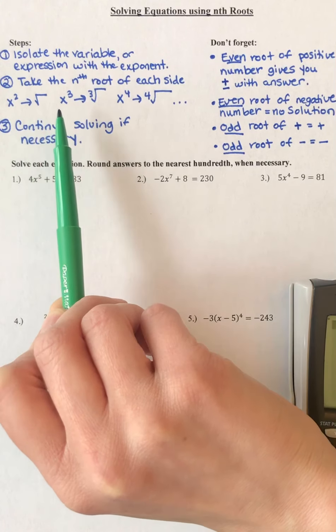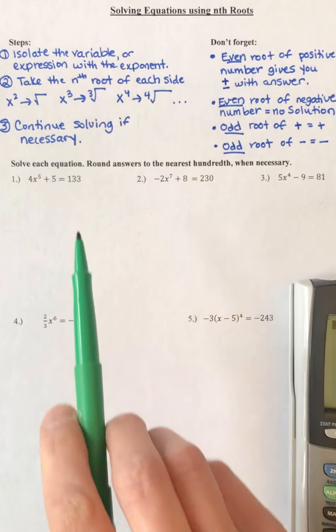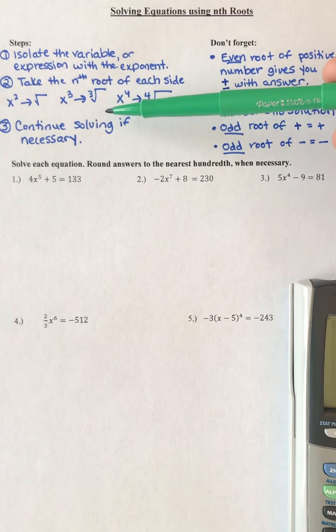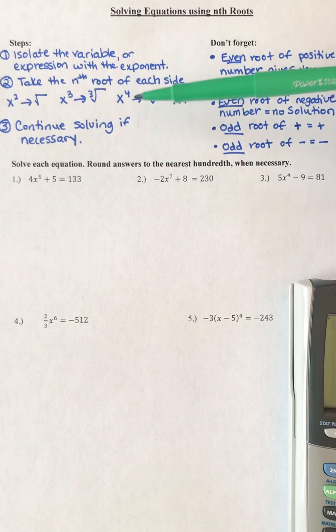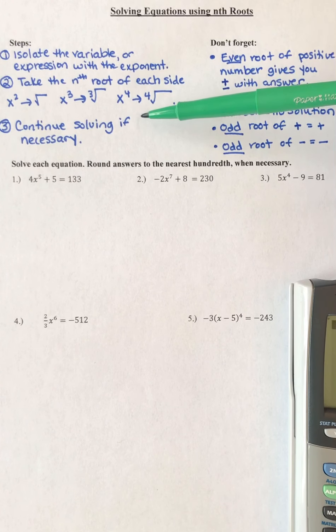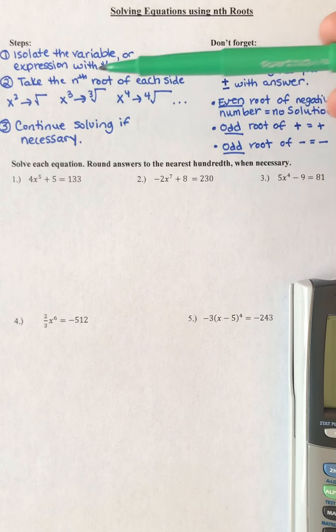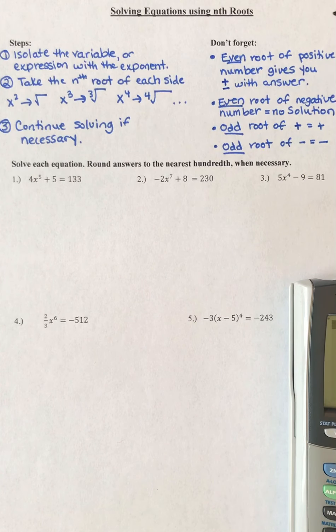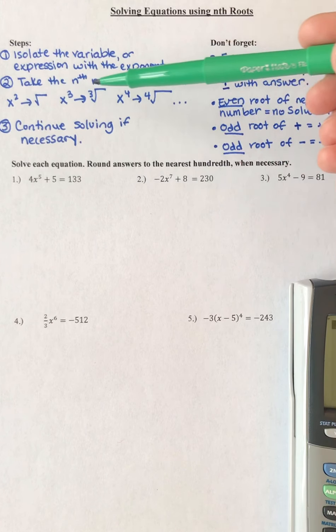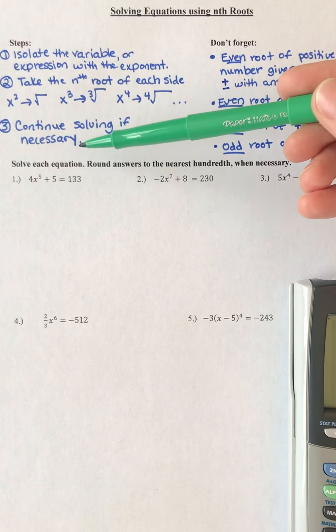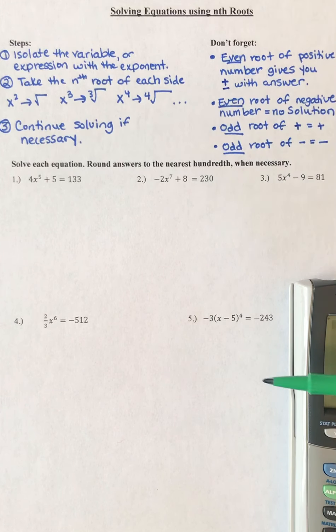Well, today it might not be x to the second that's left. Maybe it's x to the third. So if you got x to the third, you're going to take the cube root of each side. Or if you get x to the fourth by itself, you're going to take the fourth root of each side. So the nth roots undo the exponent of the x, and that's going to help us solve for x. After you've taken the nth root of each side, you might need to keep solving if necessary. So I do have an example, number 5 here, where we will need to move on to step 3.